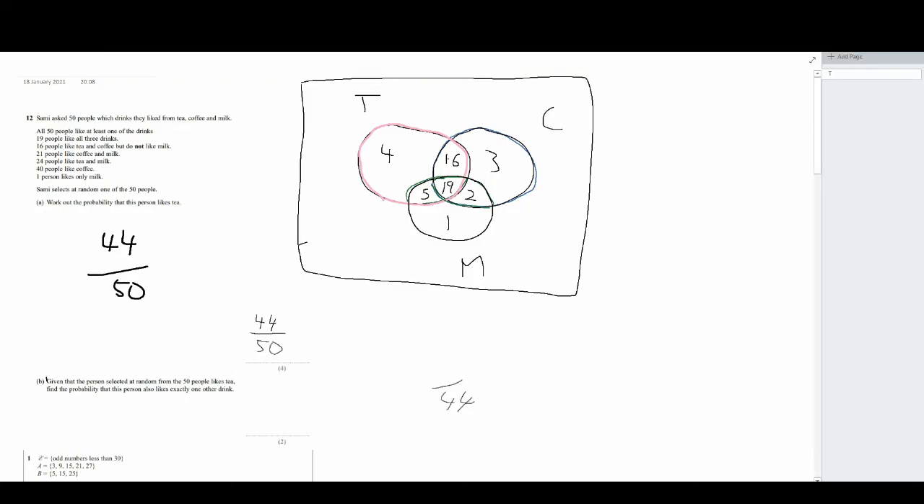So if we look at the people who like tea, we have these 4 people who only like tea, so that's not one other drink. We have these 19 people who like exactly 2 other drinks, coffee and milk. But we have this 5 and this 16, and these 5 like tea and milk, so exactly one other drink being milk, and these 16 like tea and coffee, with the one other drink being coffee. So we do 5 plus 16, which gives us 21 over 44, out of the 44 people who like tea. And that's our answer.